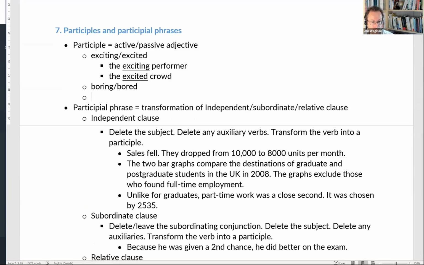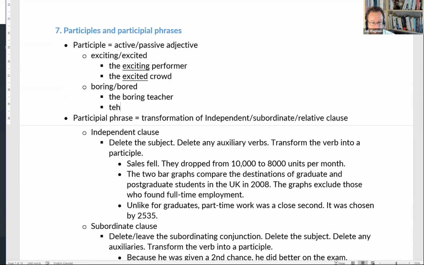Boring and bored. The younger students especially love this example. The boring teacher, because the teacher causes the boredom. And then we have the bored students who experience the boredom. Okay. So a participial phrase.